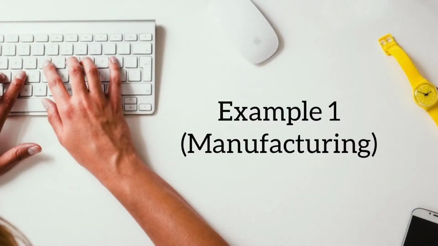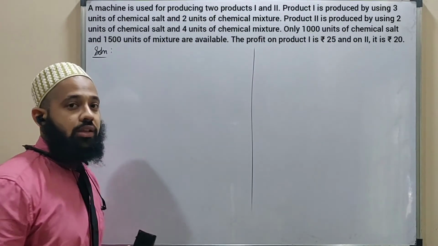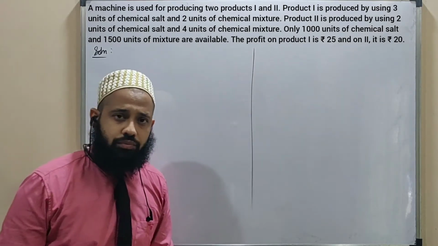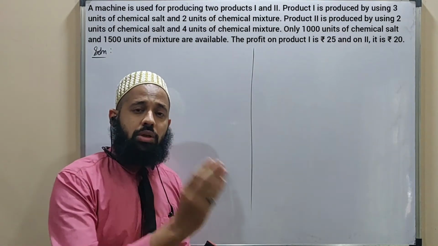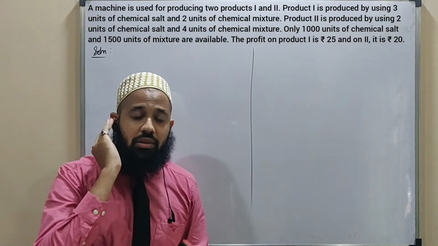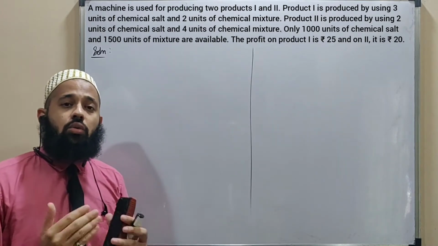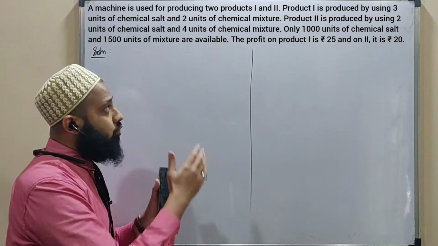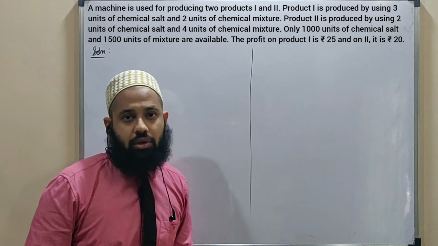So let's take the first example, wherein, as you can see, there is a company which is producing two products, product 1 and product 2, and they have requirements. The problem states that product 1 requires 3 units of chemical salt and 2 units of chemical mixture. Then product 2 requires 2 units of chemical salt and 4 units of chemical mixture.